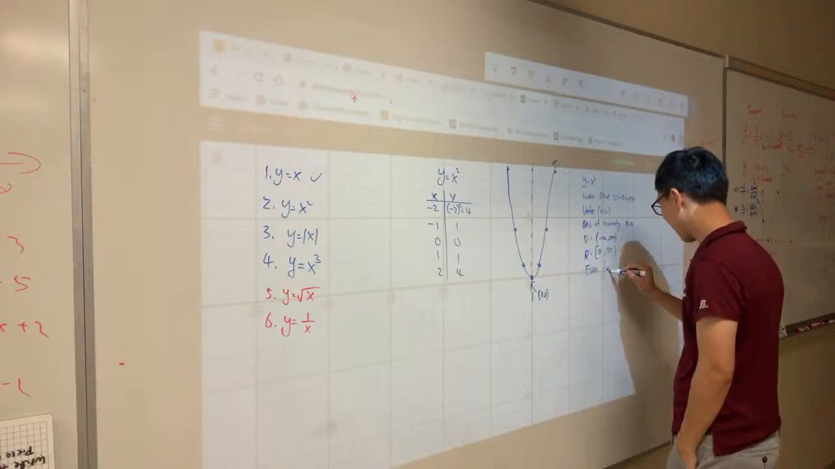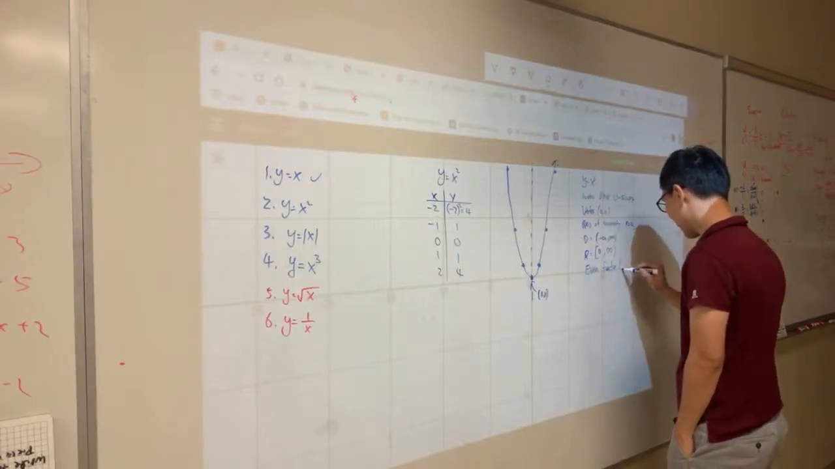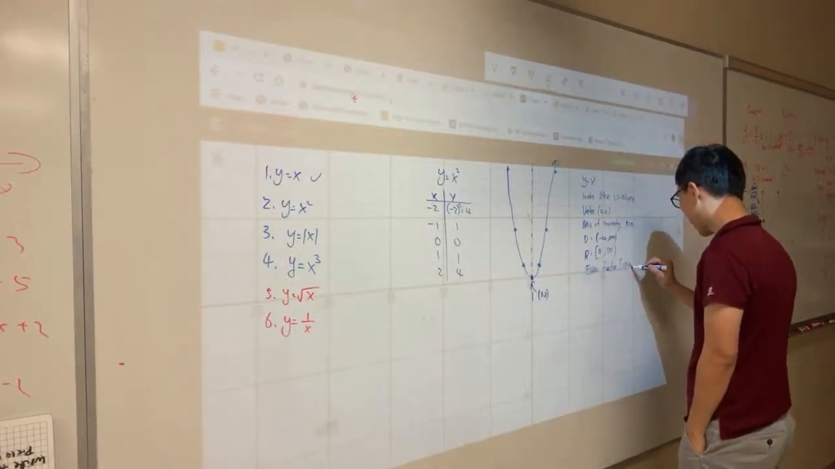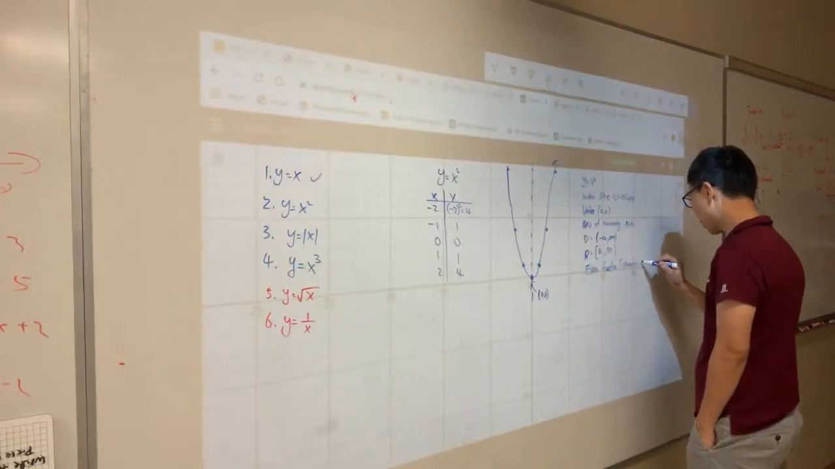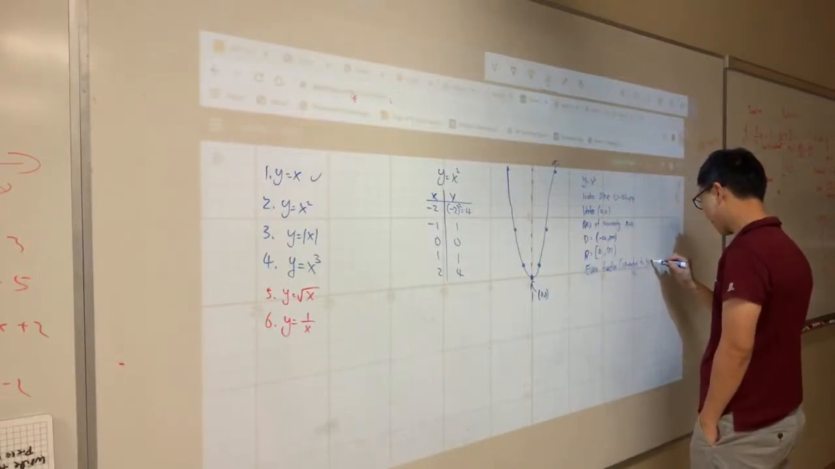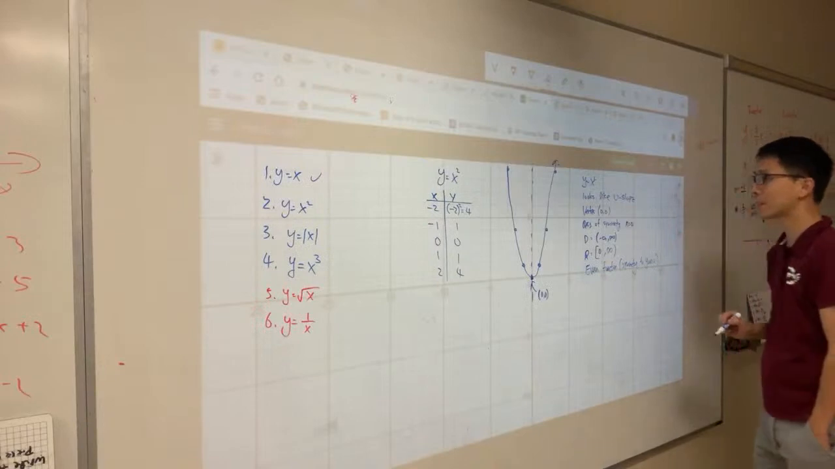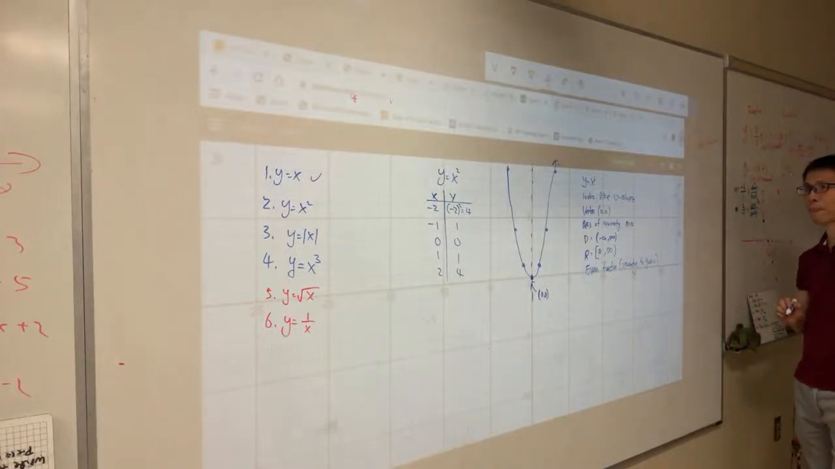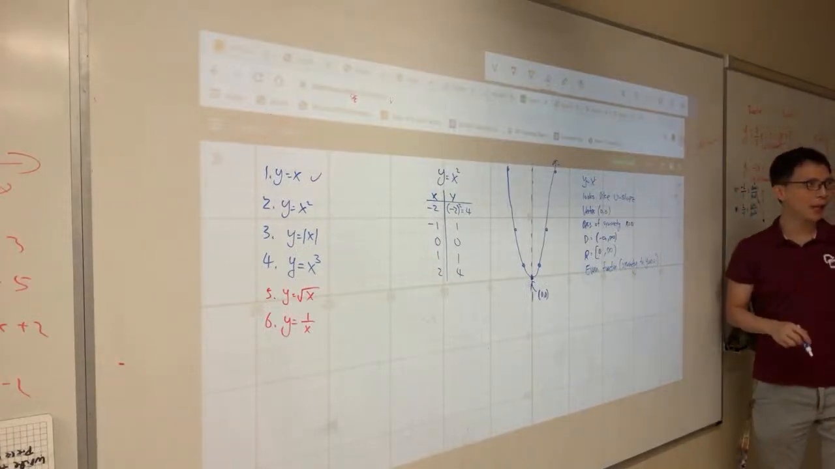Functions. Because of the symmetries. If you look at the graph, it's symmetric. Symmetry to the y-axis. Symmetry to the y-axis.